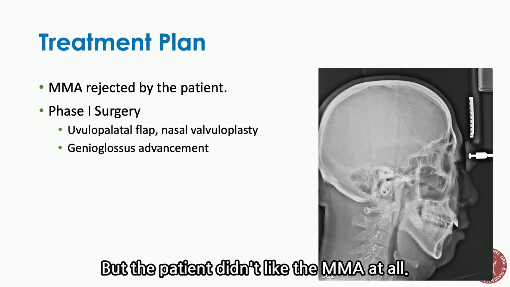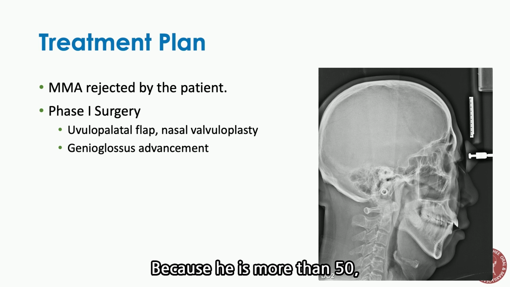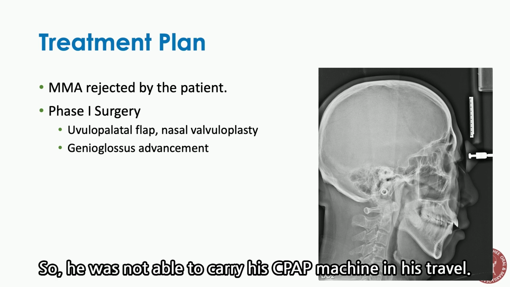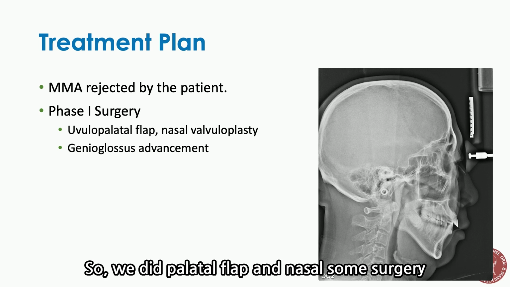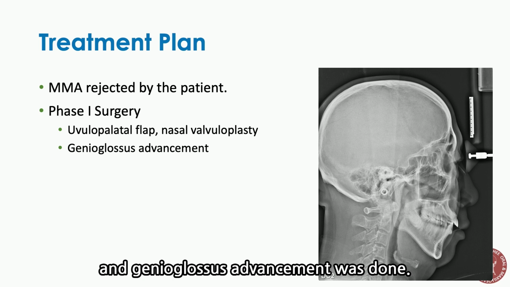But the patient didn't like the MMA at all because he is more than 50, and at that age patients usually don't like this kind of surgery. The CPAP was also rejected because he travels quite a lot, so he was not able to carry his CPAP machine on his travels. So phase 1 surgery was recommended for the patient. We did palatal flap and nasal surgery, and genioglossus advancement was done.